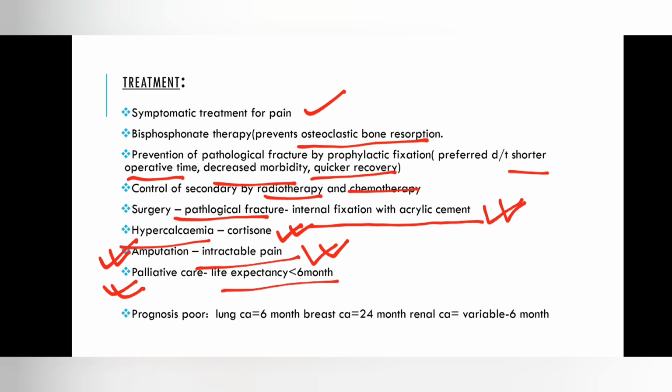Talking about the prognosis, since the metastasis has already occurred, the prognosis is very poor. In lung carcinoma, the survival rate is around 6 months, and for the breast cancer, it is around 24 months survival rate and life expectancy, and in renal carcinoma, it is variable and may extend up to 6 months.